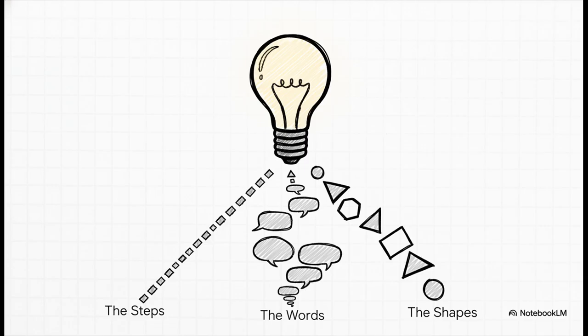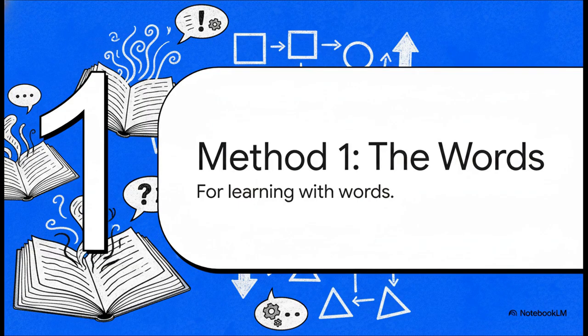We've got a method that uses words, one that's all about following steps, and a third one that's super visual, all about shapes. The whole idea here is for you to find the one that just clicks, the one that makes you go, aha, okay, that makes sense. All right, let's jump right in with method number 1, which I'm calling the words.